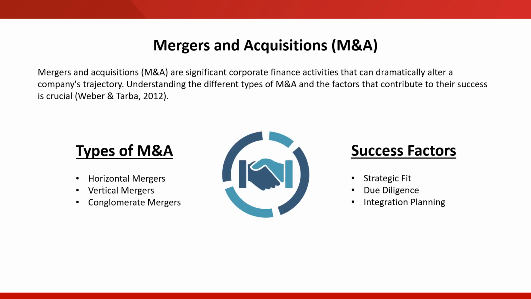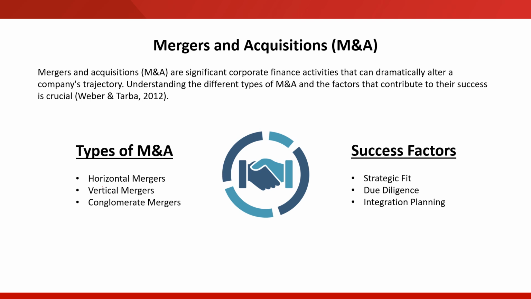Mergers and acquisitions, or M&A for short, are significant activities within corporate finance that can fundamentally transform companies. We will explore the different types of mergers and acquisitions and the key factors that contribute to their success. First, horizontal mergers involve companies operating within the same industry. These mergers are typically aimed at achieving economies of scale, reducing competition, or increasing market share. For example, two tech companies merging to consolidate their market position.